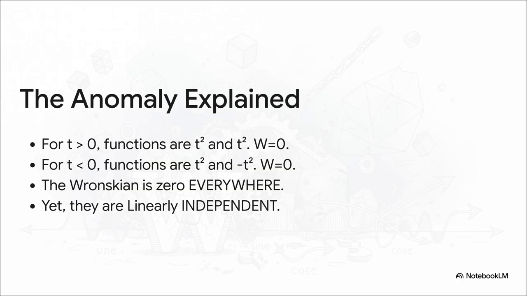But, and this is the kicker, you can't find a single constant k that makes t times the absolute value of t equal to k times t squared for all t. They are actually linearly independent. This proves it: a 0 Wronskian doesn't always mean dependence.